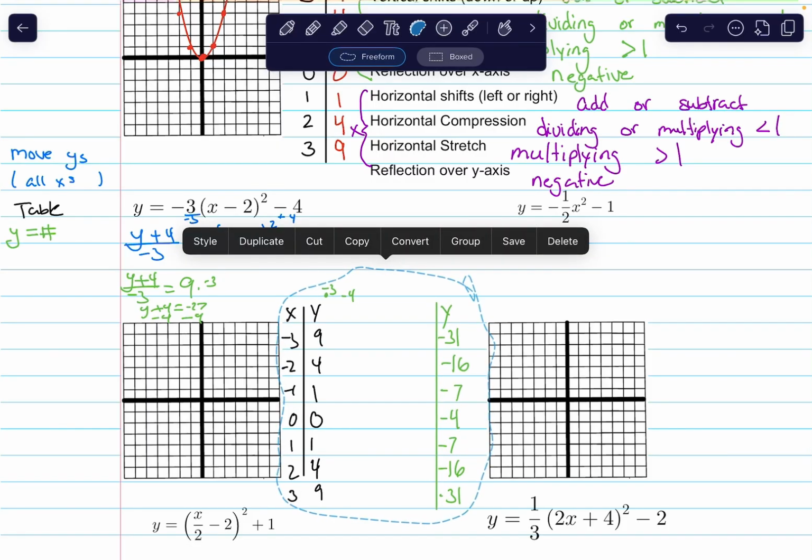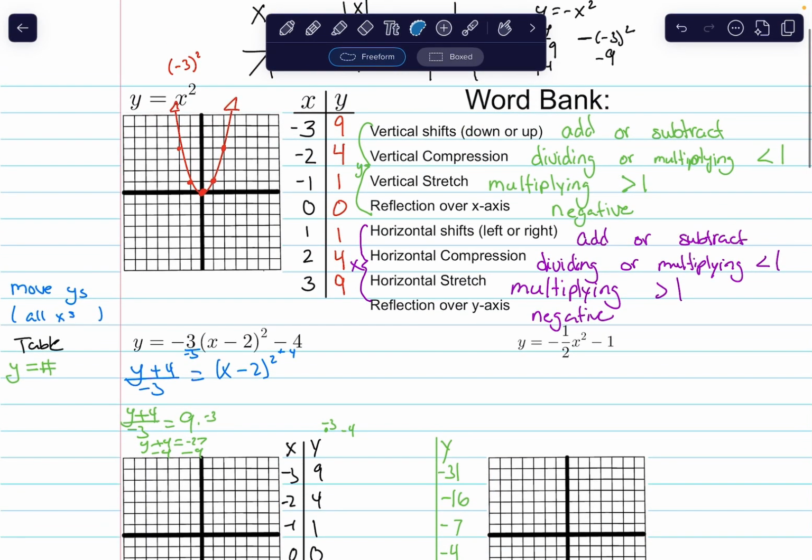Sweet. So why did I introduce this word bank to you? Well, we just discovered what's happening algebraically to our graph, but now we need to talk about what's happening physically to our graph. So the first thing we did was multiply by a negative. Well, the fact that I heard multiply by a negative, there's two things that stick out. Multiply means, and it's greater than 1, so it means I have a vertical stretch.